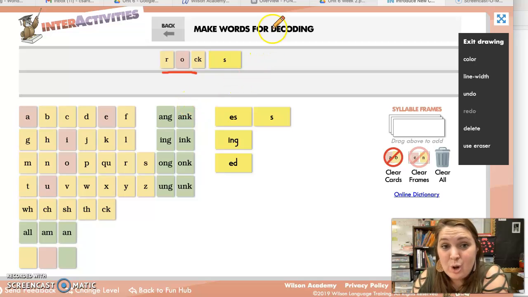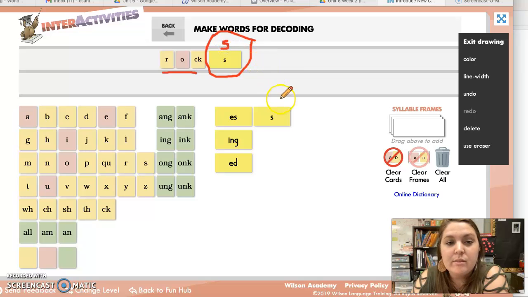We need to circle our suffix. So I'm going to circle my suffix S. Now let's listen to this word, rocks. What sound did this S make at the end? It made the S sound, so we are going to put an S above it. Very good. All right, let's do another one.